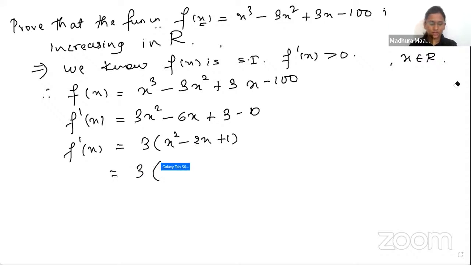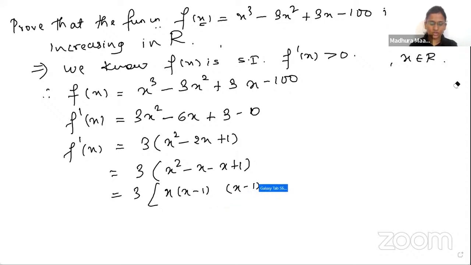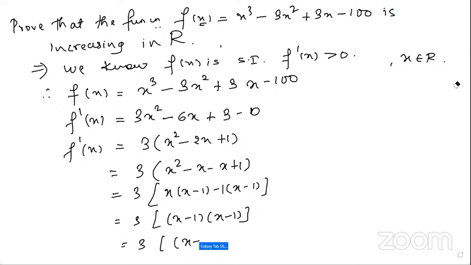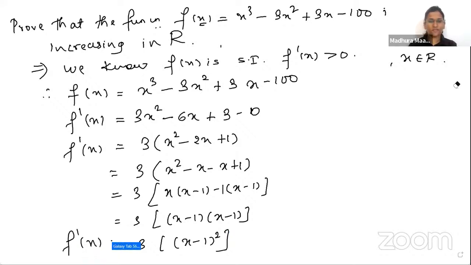Now, if I solve this, tell me what is x square minus 2x plus 1? Nothing but x square minus x minus x plus 1. So what roots do you get here? One is x minus 1 and the other is also x minus 1. So what I will get here? What are the two roots? x minus 1, x minus 1. What is x minus 1 and x minus 1? Nothing but x minus 1 whole square. Is this correct? Yes, ma'am. This is your f dash of x.